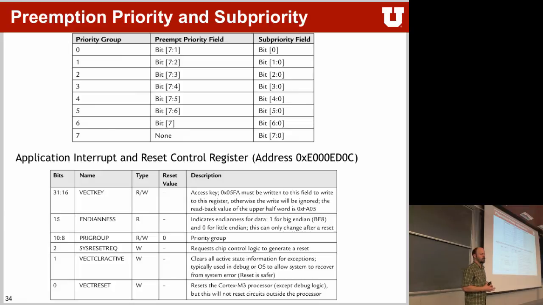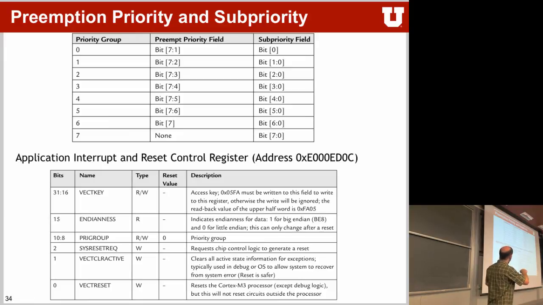How does it work with the priority and the sub-priority? It's all complicated. Once you understand it, it's really not that hard. It's just a lot of priority, sorry. So what happens is you have a field that's called the priority group. When you set priority group to 0, the preemption priority will be bit 7 to 1, and the sub-priority will be bit 0. What it means comes in a second. Priority group 1 means that preemption priority is bit 7 to 2, and bit 1 to 0 is the sub-priority field.